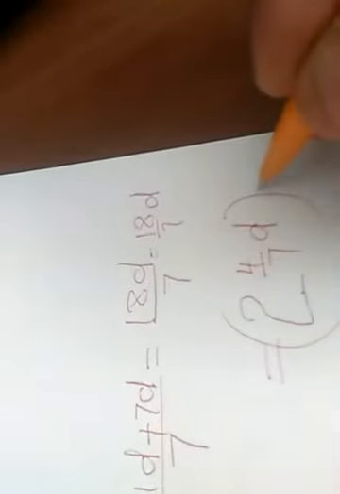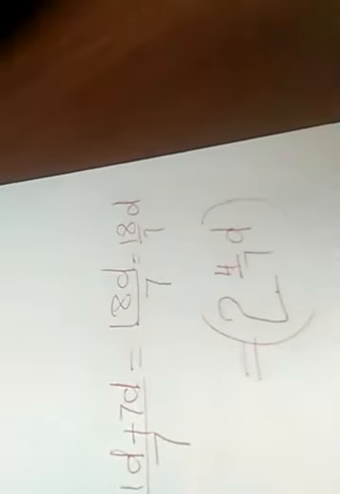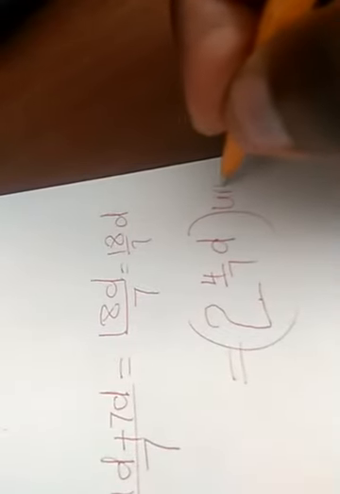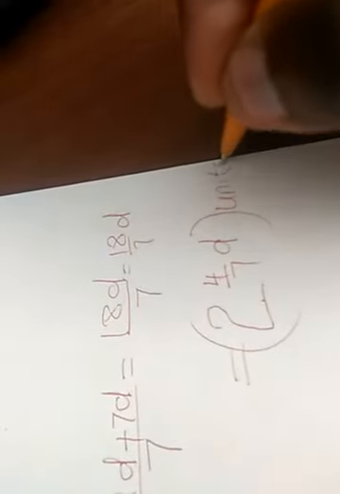So your final answer will be 2 whole 4/7 d units. If it were centimeters, we would have written centimeters. If meters, we would have written meters. But since there are no units, we just write units like that. So our final answer is 2 whole 4/7 d.